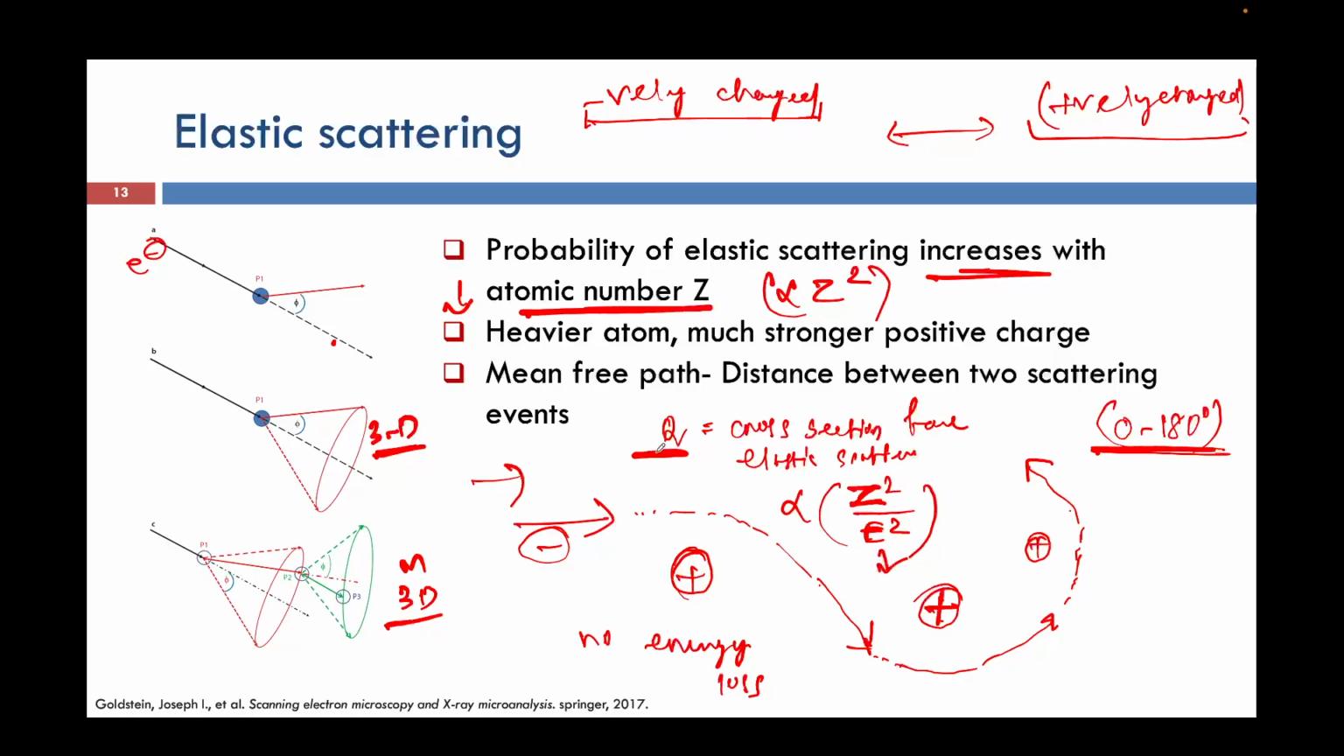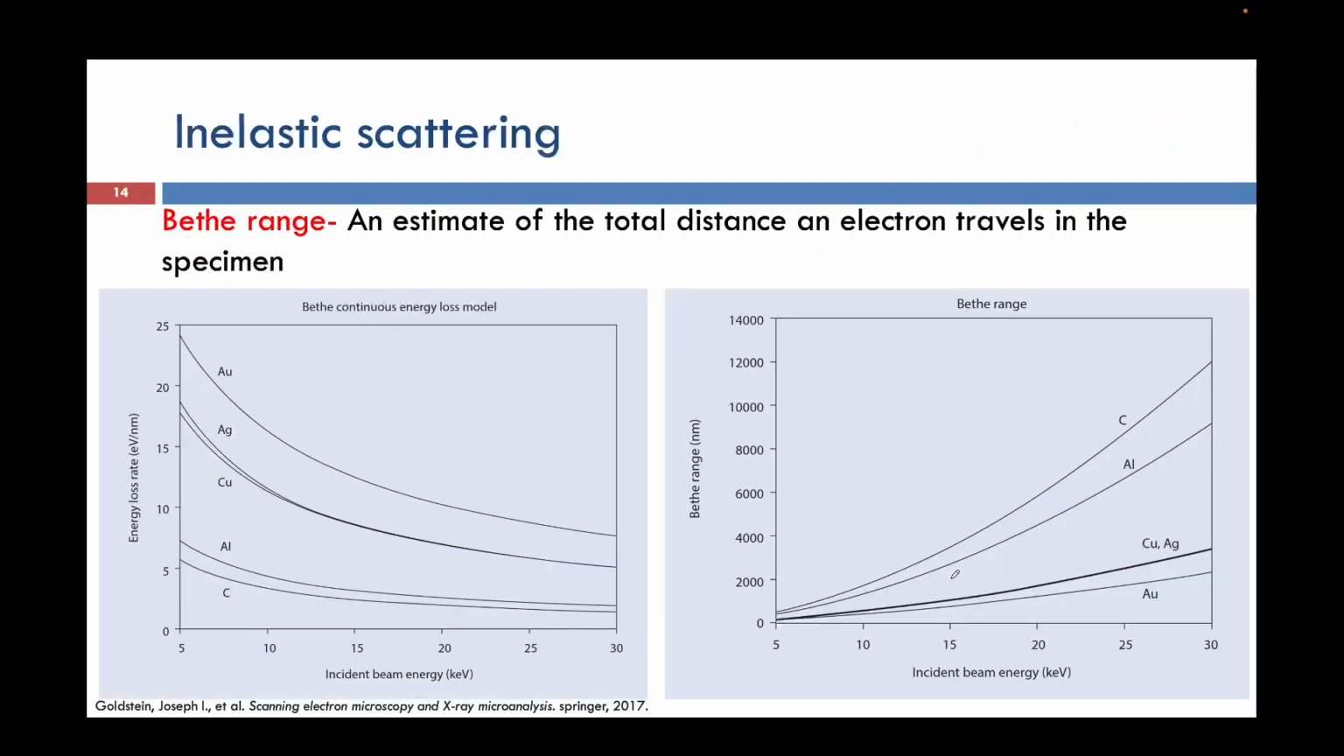So Q has lots of constants, and it is also a trigonometric function. The most important thing you should remember is that it is directly proportional to the atomic number, and inversely proportional to the incident electron beam energy, Z square by E square. So this is what elastic scattering means. But elastic scattering will not always happen. Why? Because if the electron beam has high kinetic energy, it is coming and impinging on our material. In our material, atoms are there, and atoms are made of a nucleus, that means proton, neutron, and electron.